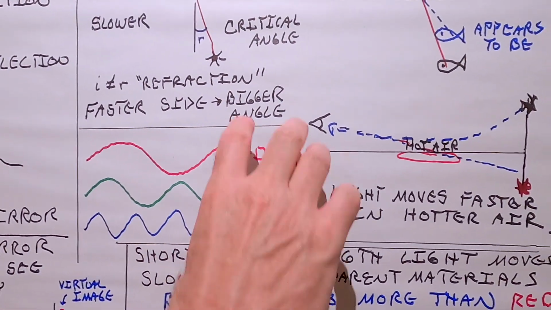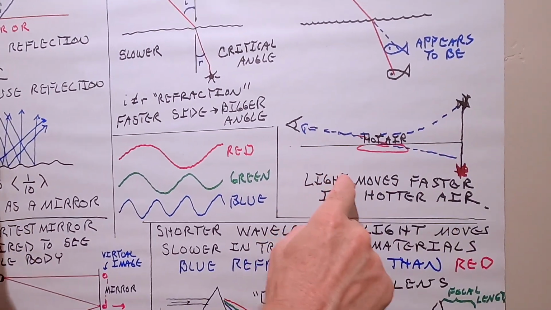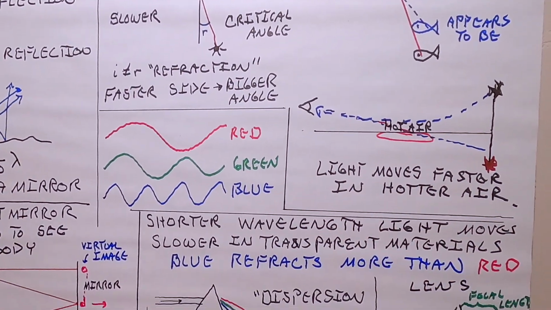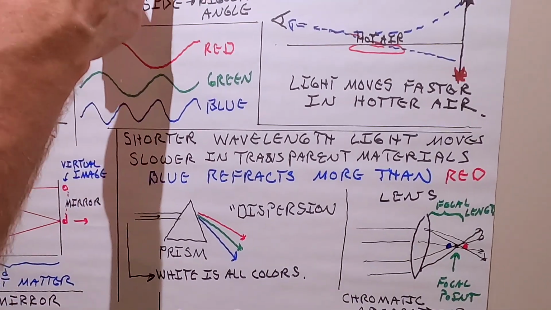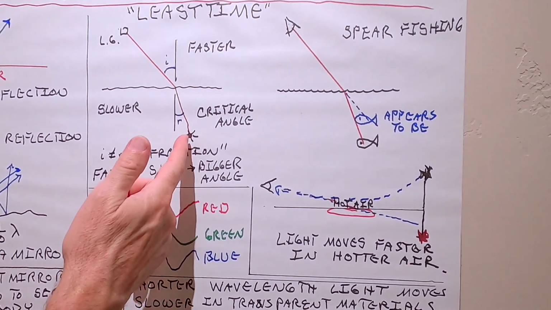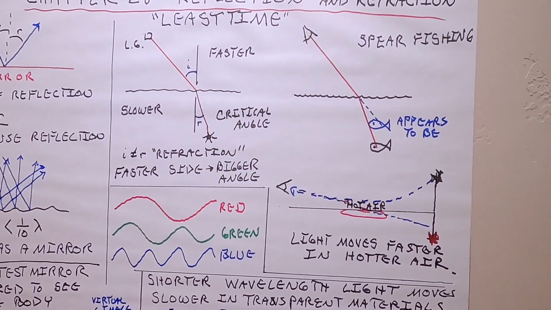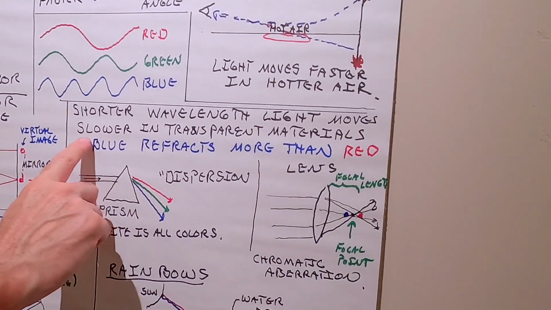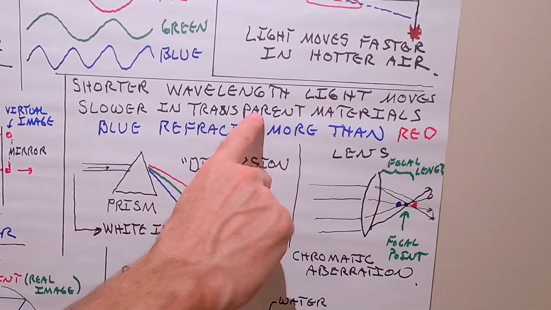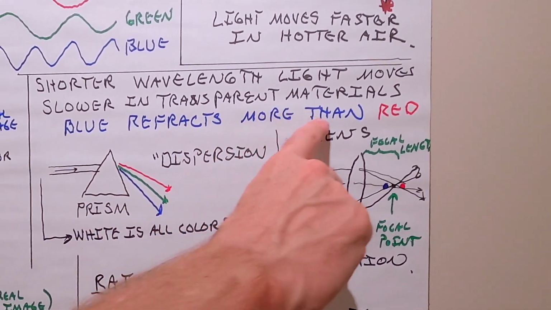So if these three colors came into a block of glass, the red would come out first, then the green, then the blue, right here. And since that would mean that when you go into material, if they all go at different speeds, they're all going to take different paths, right here. So since the shorter wavelengths move slower in transparent materials, the blue will refract more than the red.